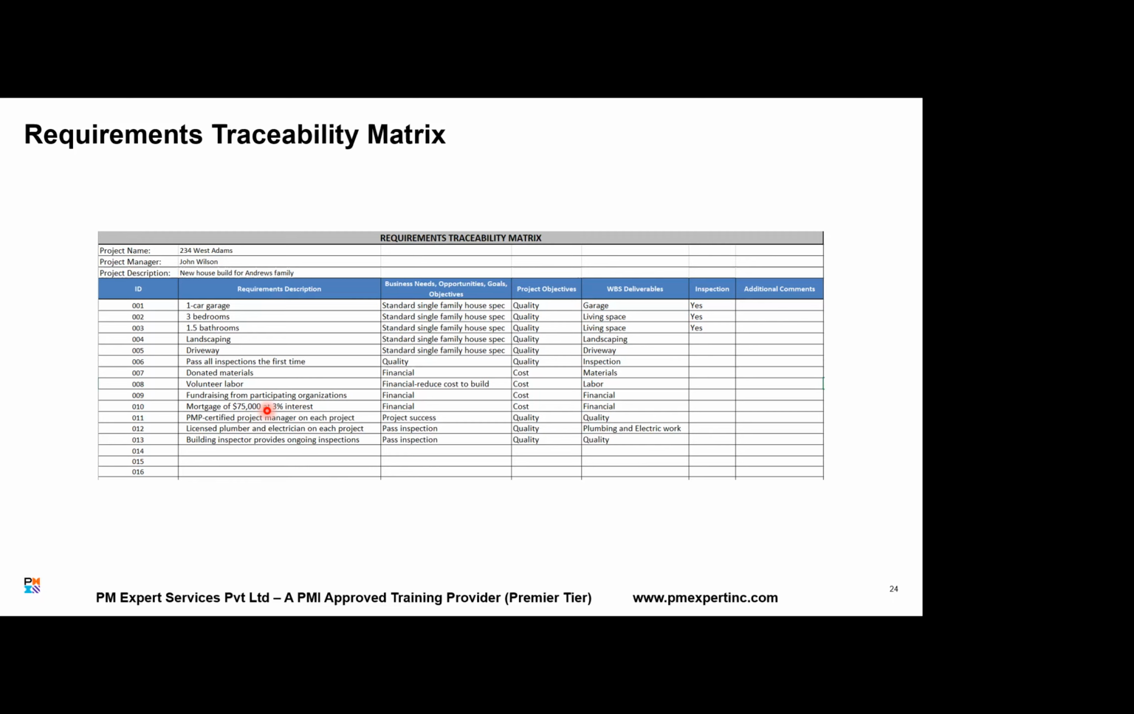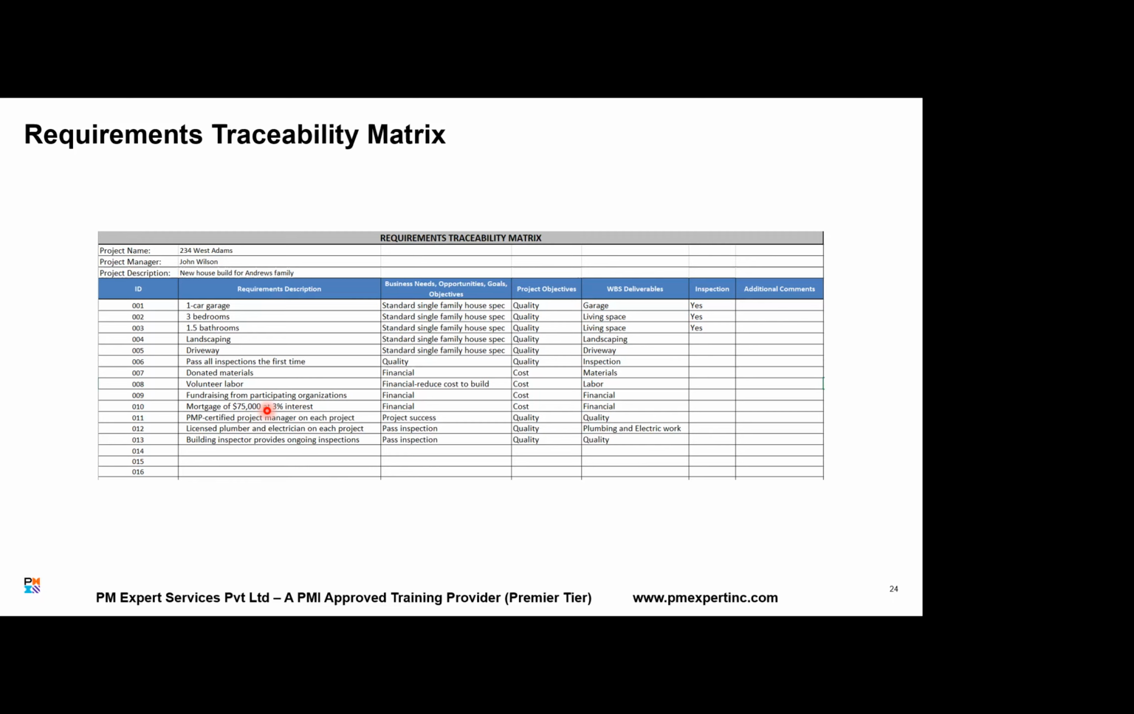So one aspect of requirement traceability is backward traceability. Backward traceability means that every requirement should be mapped to the business need, opportunities, goals, or project objectives. This is called backward traceability. Is backward traceability clear?